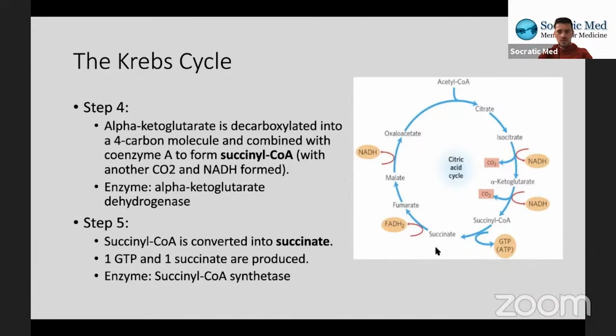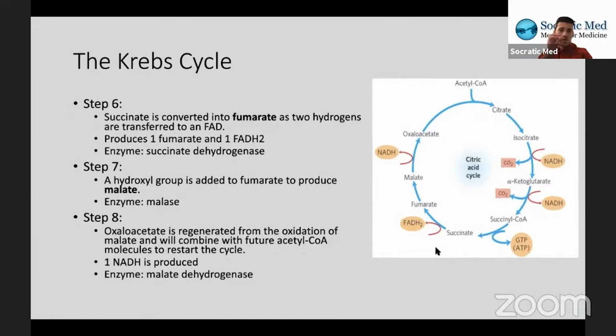So we now have succinate over here. Step 6, succinate is converted into fumarate as 2 hydrogens are transferred to an FAD. We've been dealing pretty much with NAD+ for the Krebs cycle. FAD is also that oxidized form of the high energy electron carrier. So after step 6, succinate is converted into 1 fumarate molecule, and we also now have 1 FADH2 molecule.